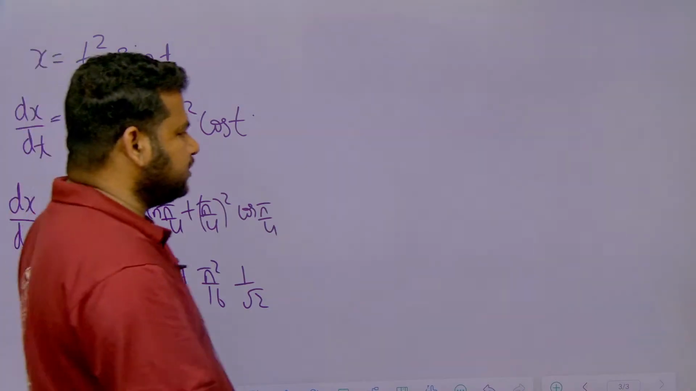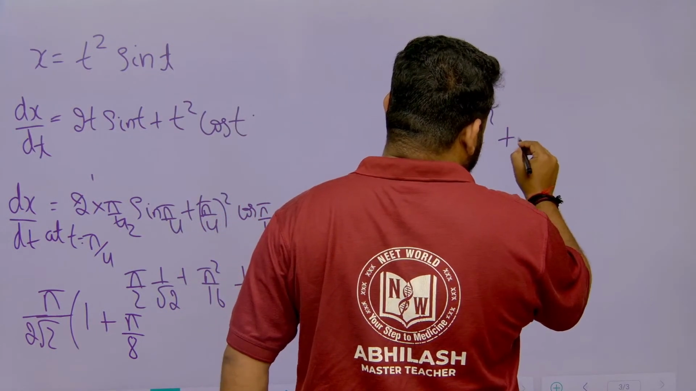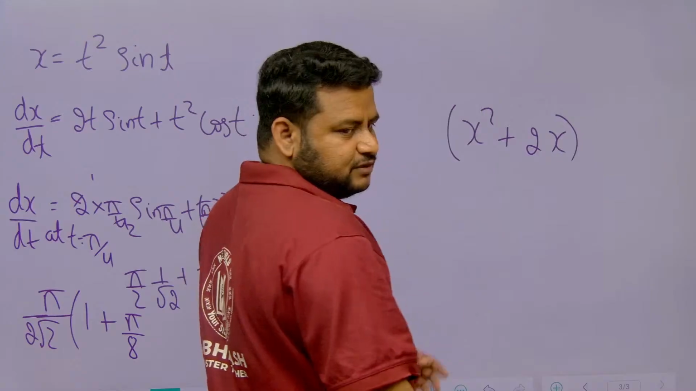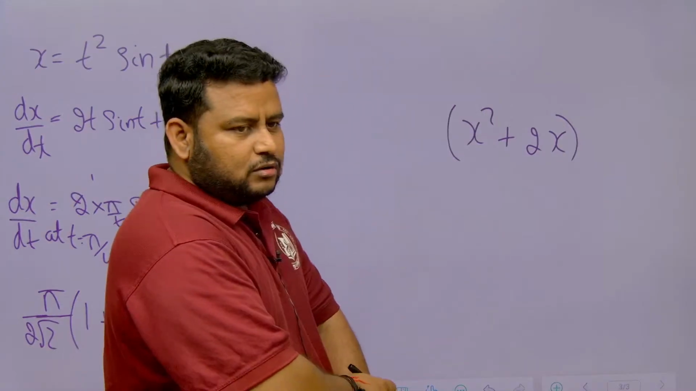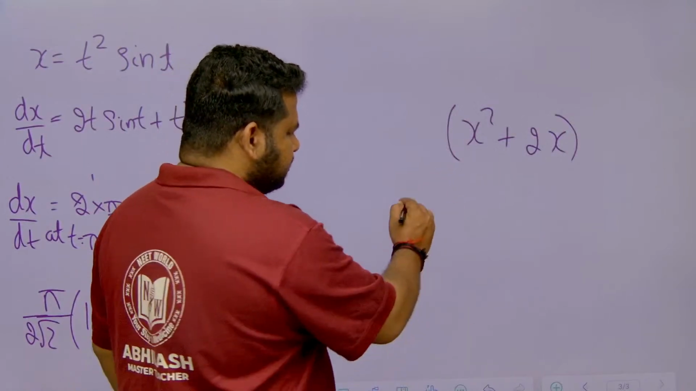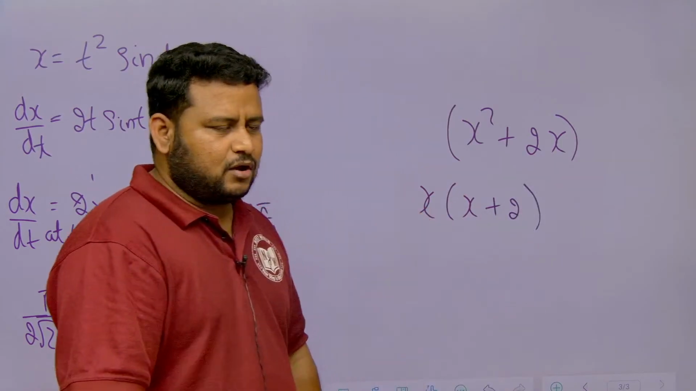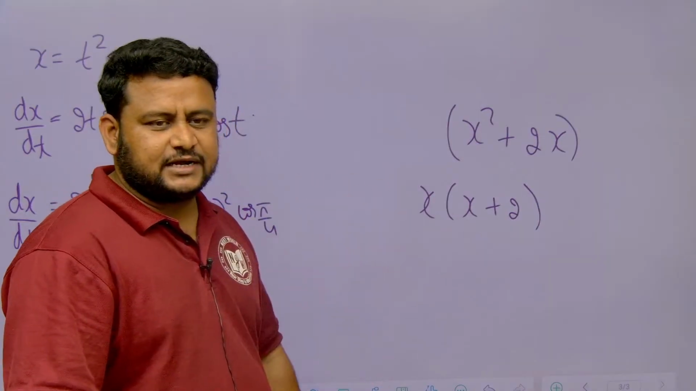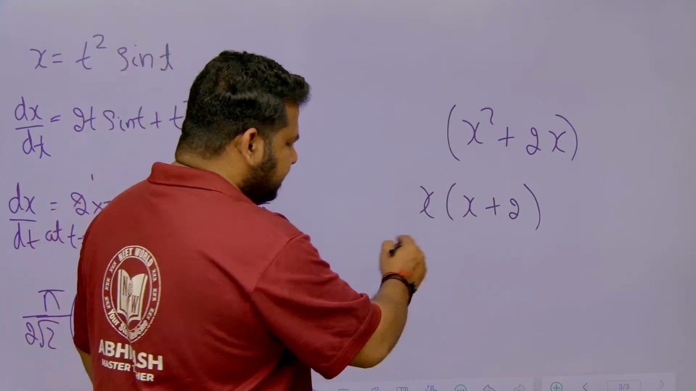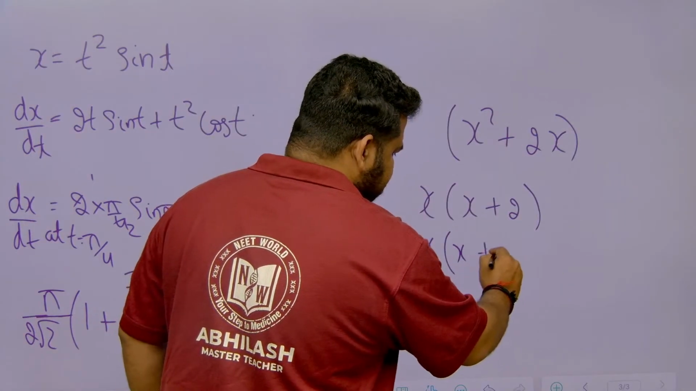Suppose you want to learn how to take common. See here, suppose there is an equation like this, x square plus 2x. Definitely I can take x common here. Okay, so if I take x common, what I will have is x plus 2. Now if I want to take 2 also outside, for some reason, I will take 2 outside, 2x will become x only, and this will become 1.